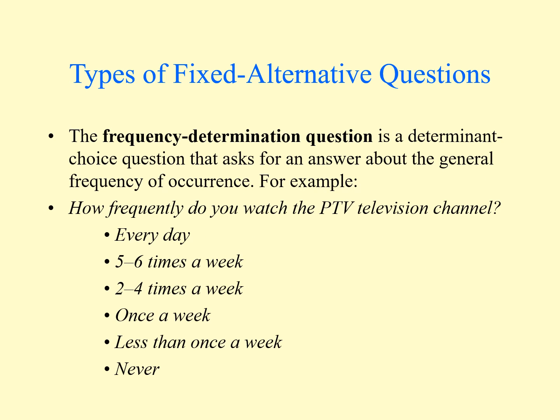The frequency determination question is a determinate choice question that asks for an answer about general frequency of occurrence. For example, how frequently do you watch the PTV television channel? Every day, 5-6 times a week, 2 to 4 times a week, once a week, less than once a week, never.